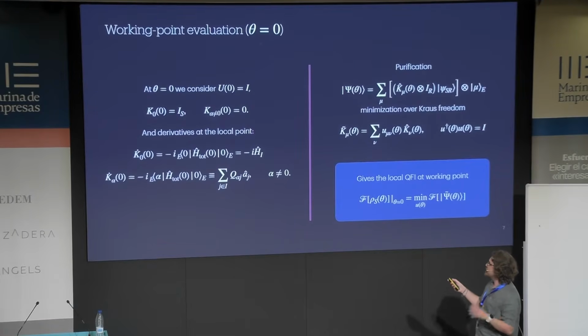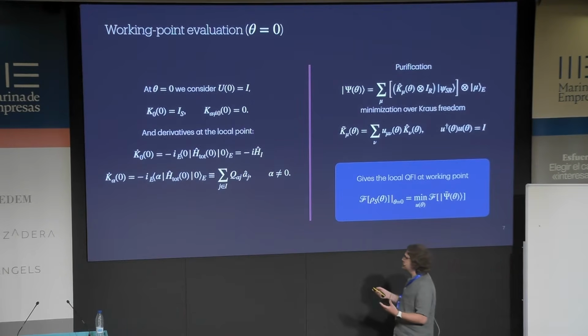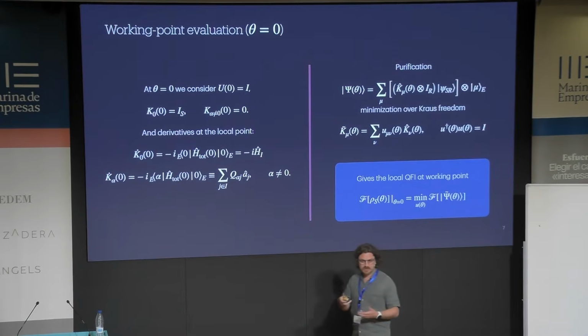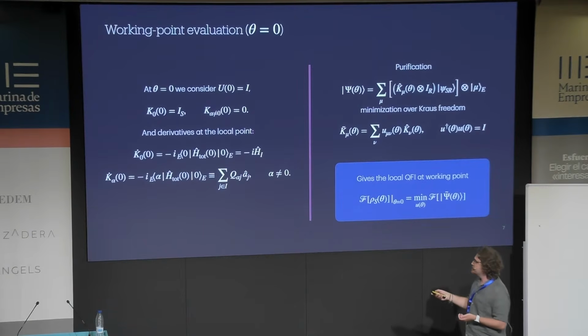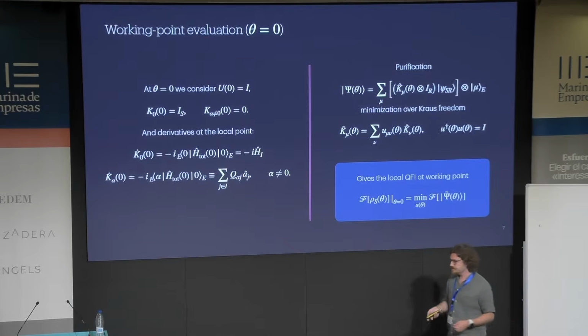Now, let's say that theta equals 0. I can assume that my unitary is identity, but the derivative of the Kraus operators is actually not just 0. Since I'm looking at the point and how this changes around the point, the Kraus derivative gives me some term, which is actually the Hamiltonian within the system, and also other terms, which are like the jump operators.